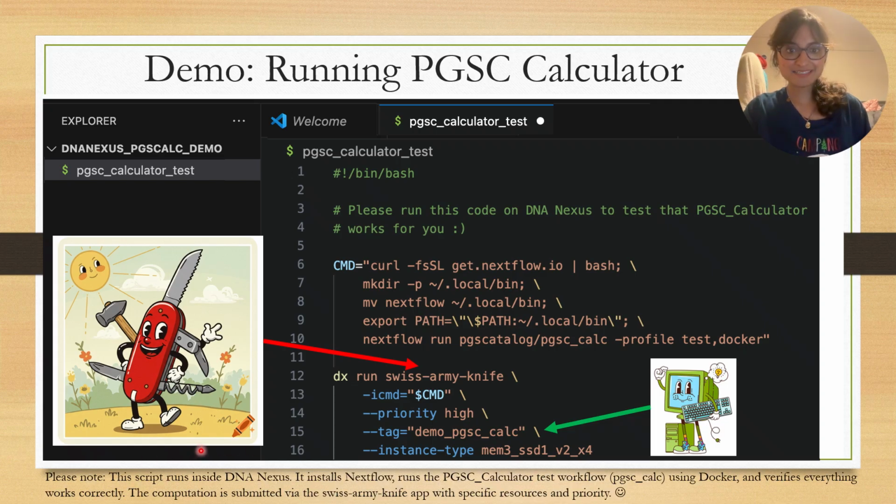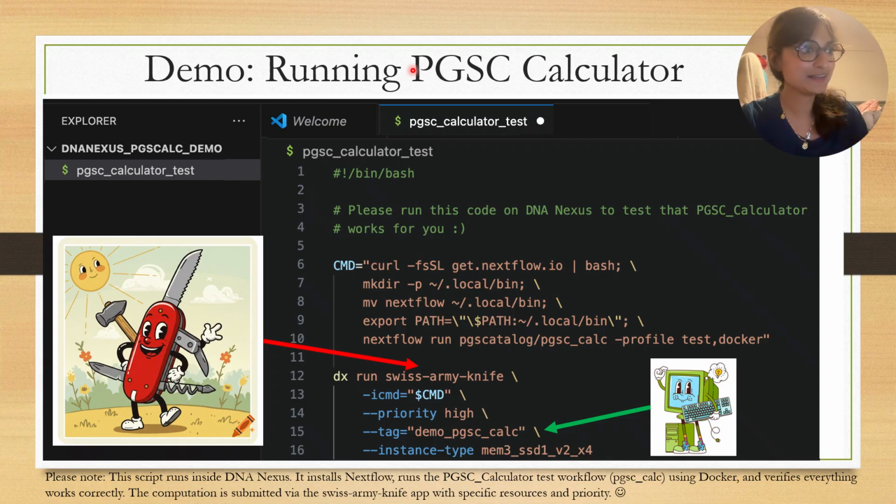In short, what this command is doing, this shell script is doing, is it's running inside the DNA Nexus platform. It installs Nextflow, runs the PGSC calculator test workflow, this tool using Docker, and ensures that it's all working correctly. And the computation is submitted via the Swiss Army knife app with specific resources and the priority. So that's what this code is trying to do in short.